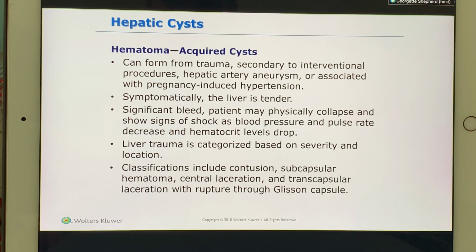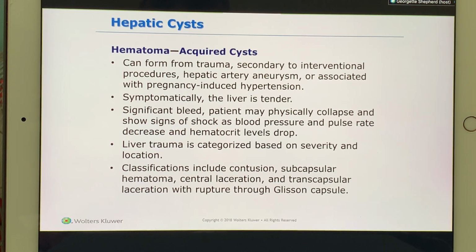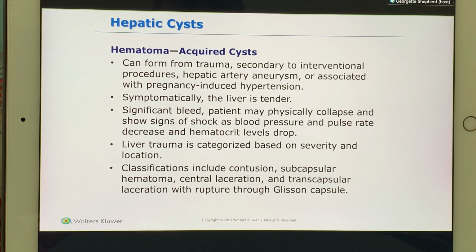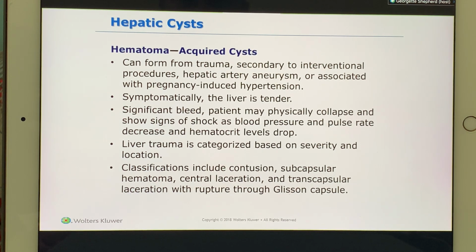So if I have some type of a trauma, what happens depends on the severity of the trauma and the location of the trauma. I could have just a bruise, which is a contusion. I can have a subcapsular hematoma where it's bled, but it's in a capsule, so it is going to stop bleeding eventually. You can have a central laceration where they can't do much about it. They can have a transcapsular laceration with rupture of Glisson's capsule, and that can throw the patient into shock also.